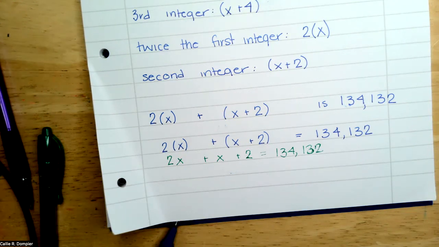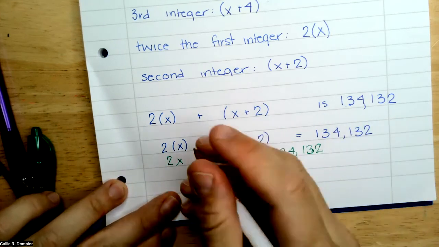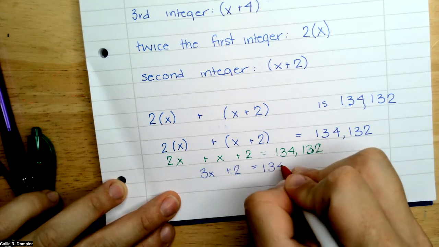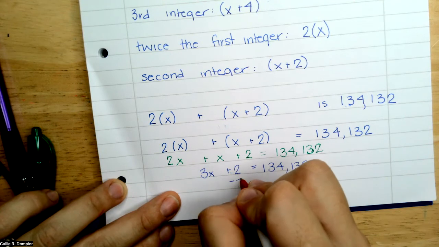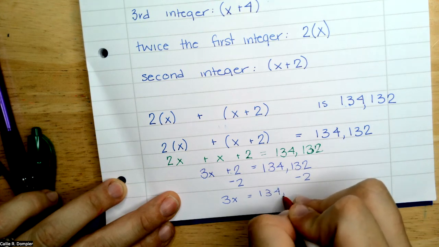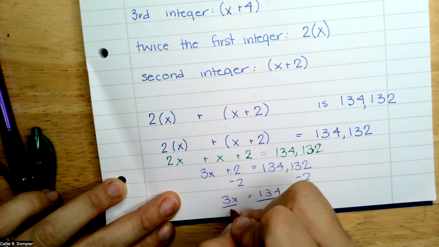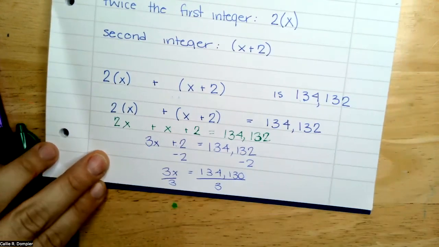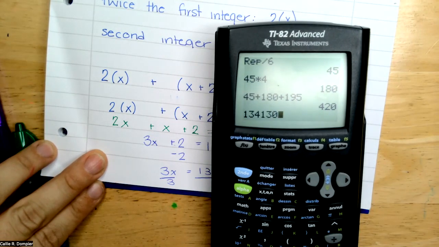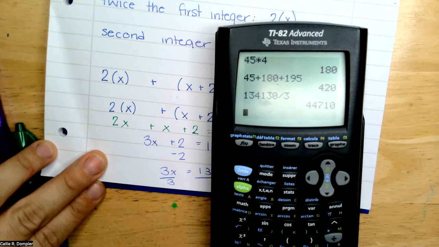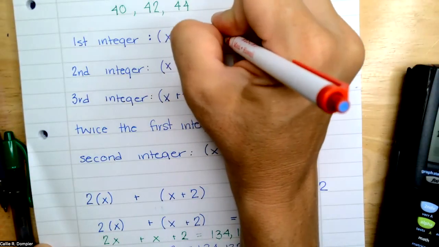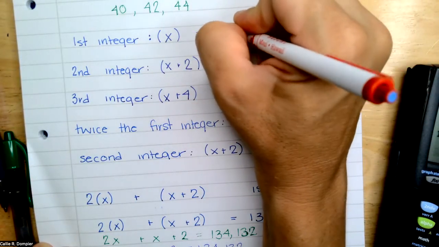Now we're just going to solve for x like we've been doing. 2x plus x becomes 3x plus 2 equals 134,132. We're going to subtract 2. We get 3x equals 134,130, and then we're going to divide by 3. Good. 134,130, not 32, divided by 3 is 44,710. Okay. So x is 44,710.